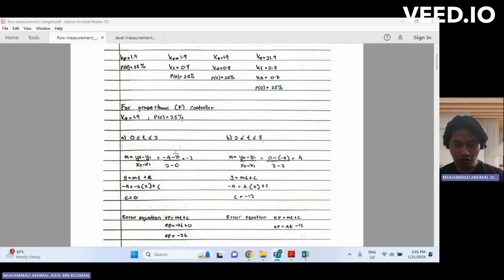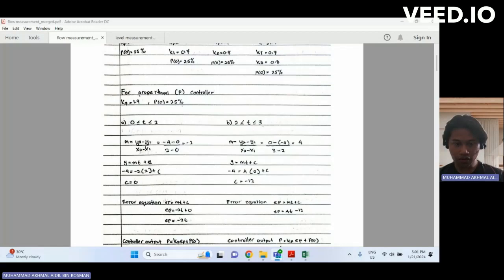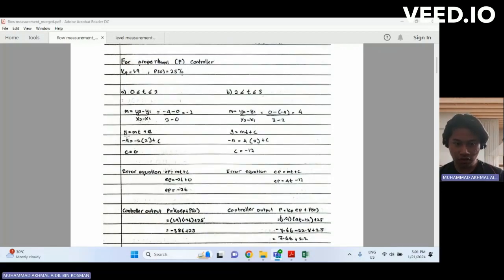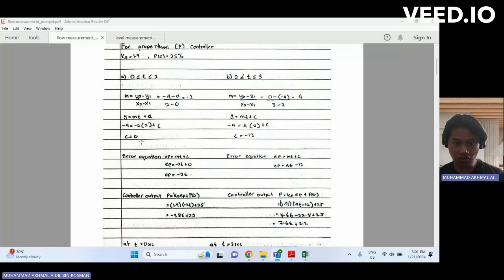Firstly, we will find our P at 0 until 2. We will find our gradient m with the formula m equal y2 minus y1 divided by x2 minus x1. Inserting the values, negative 4 minus 0 divided by 2 minus 0 equal negative 2. And then we will find our c with the formula y equal mt plus c, and we will get c equal to 0.